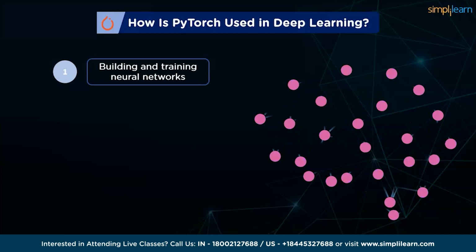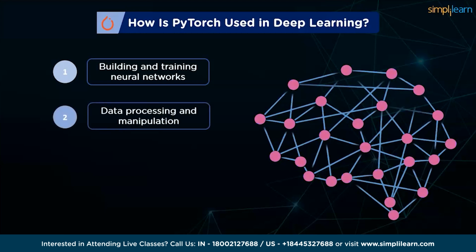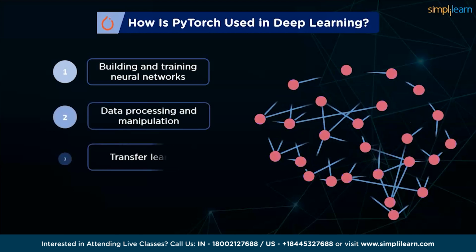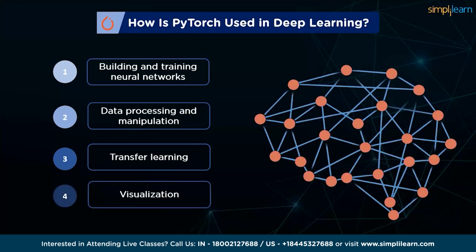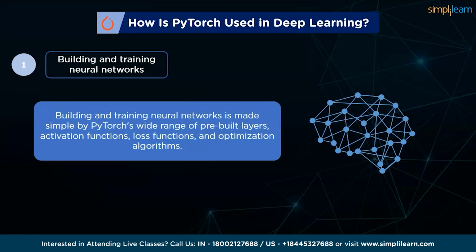It is used in building and training neural networks, data processing and manipulation, transfer learning, and visualization. So let us know each in detail. Building and training neural networks is made simple by PyTorch's wide range of pre-built layers, activation functions, loss functions, and optimization algorithms. Its dynamic computational graphs make gradient computation flexible and efficient, making it simple to implement complicated models.